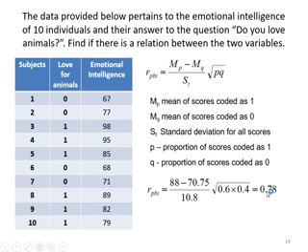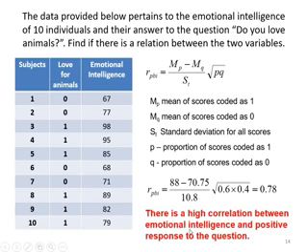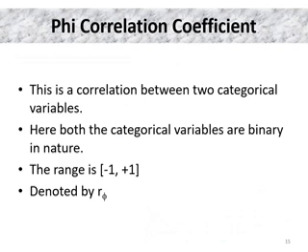So this 0.78 is the score of this r phi, and there is a high correlation between emotional intelligence and positive response to the question. Look at the value of the correlation coefficient, you see it's very high. So we have a high positive relationship between these variables. That means as the love for animals increases, the value of emotional intelligence also increases. So this is called the point biserial correlation coefficient.